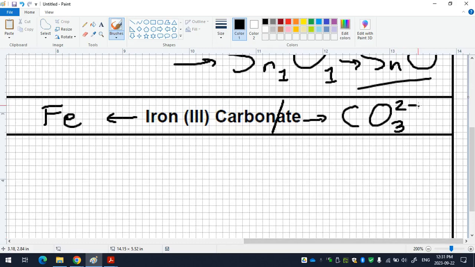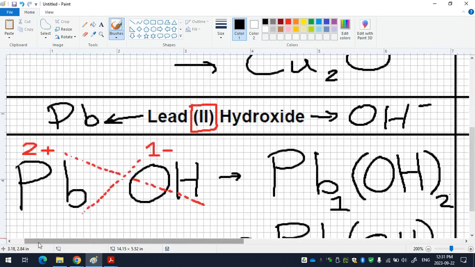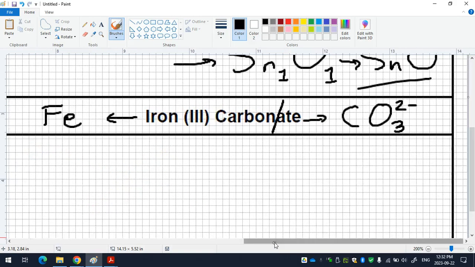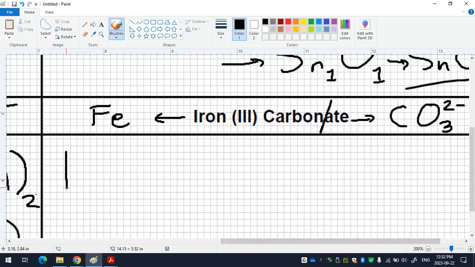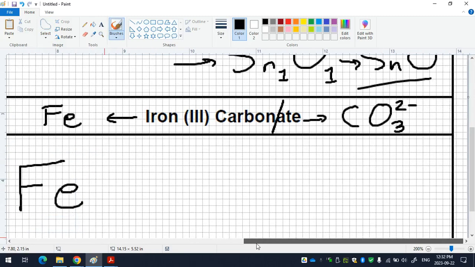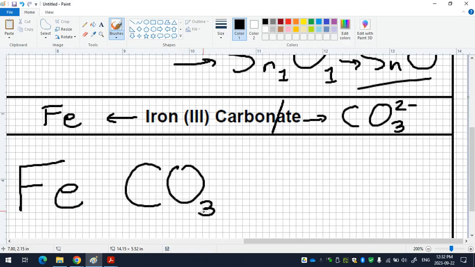Okay, what's my next step? Come on. I wrote the symbols. What do I do then? What exactly do I want you to do? No, before that. I write them down next to each other. Okay? Dunya is telling me to crisscross. Almost there. So what do I do here? I put Fe. And what do I put next to it? CO3. Okay.